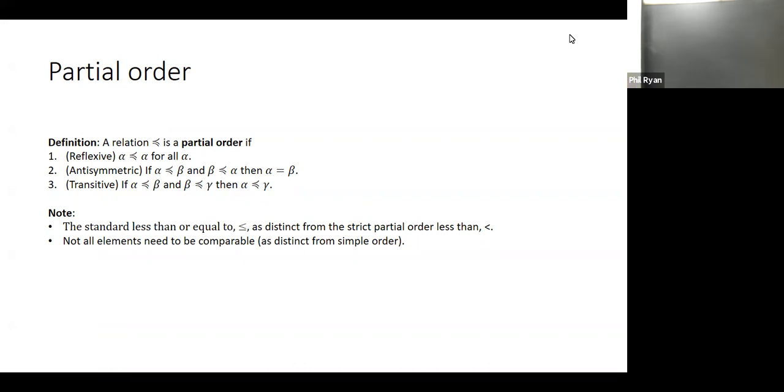So one way to think about this is like just a normal less than or equal to for numbers, right? As distinct from a strict partial order, right? So when we talk about strict partial orders, we don't have the anti-symmetric quantity in there.